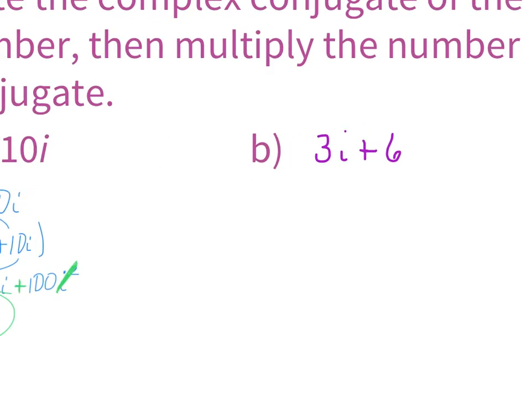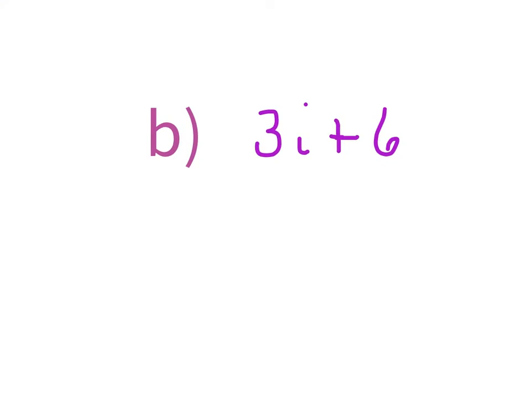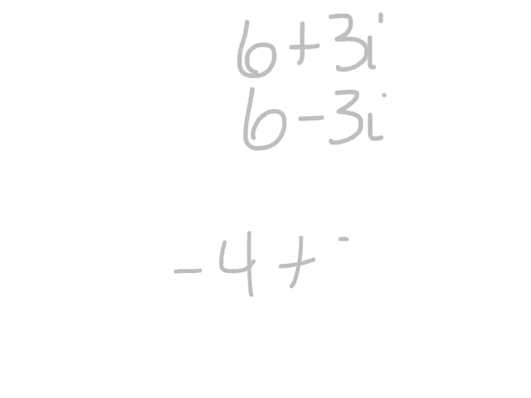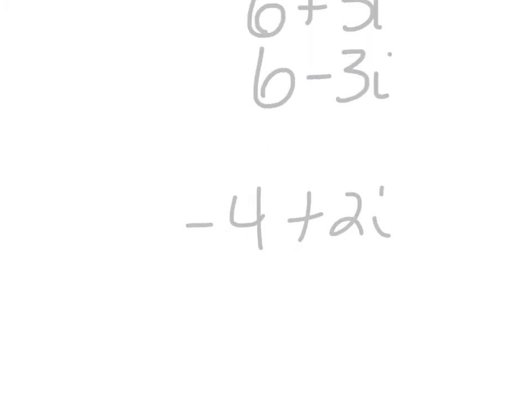Okay, so if I have this, and I say, what's the conjugate? First, you should rewrite it. How should I rewrite this? 6 in the front. So it's 6 plus 3i. What's my conjugate? 6 minus 3i. If I had negative 4 plus 2i, what is the conjugate? Negative 4 minus 2i. The only thing that changes is the sign in the middle.